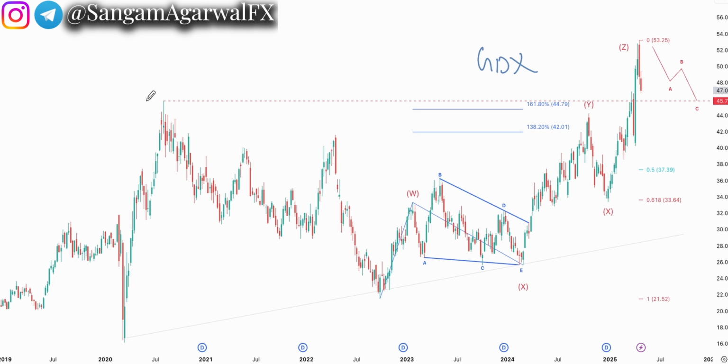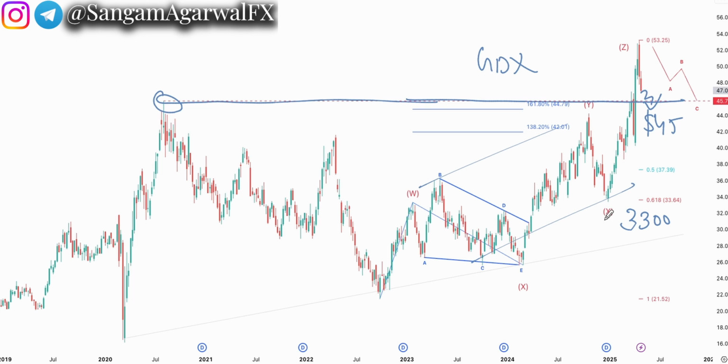GDX weekly time frame, big static support, almost there. If gold goes down more in the upcoming time, then price can easily dip below the 45 static support. But GDX, these mining stocks, have so much room for downside correction. So the more time gold stays below 3300, the more we wait for things like GDX.